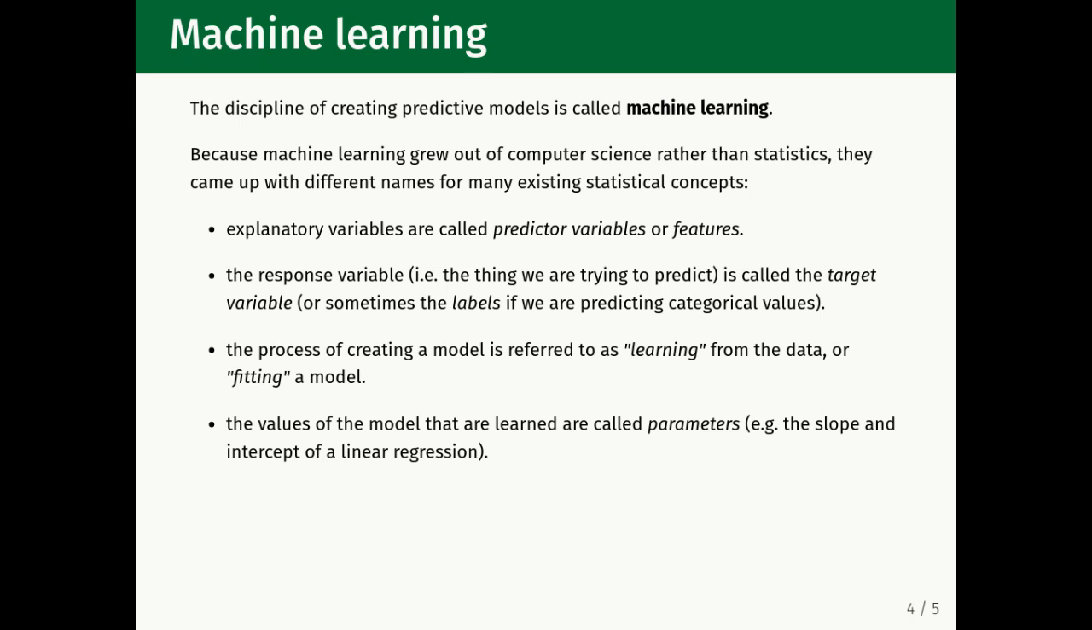For example, explanatory variables from statistics are usually called predictor variables or features in machine learning. There are a handful of names for the response variable, but the target variable is one of the more common, although you'll sometimes see it referred to as the labels of the data. And when we create a model and try to find the optimal parameters, such as the slope of the line of best fit, we say that we are fitting a model to the data, or learning from the data.